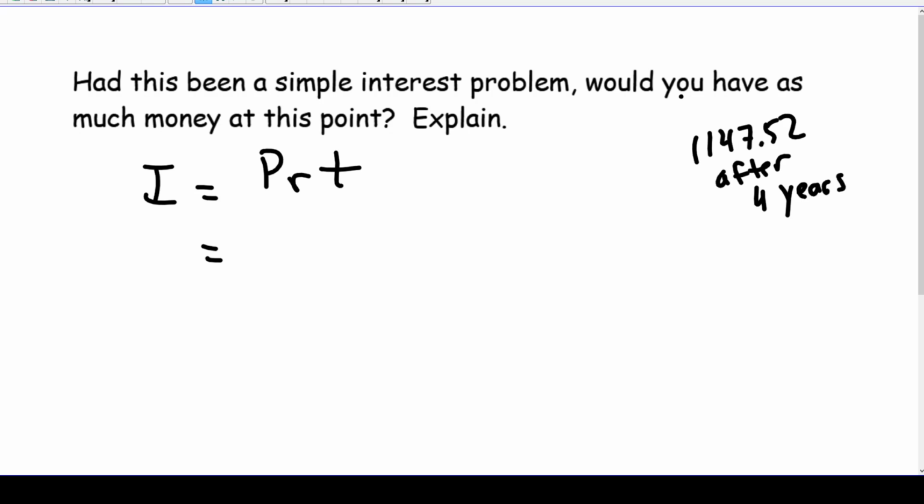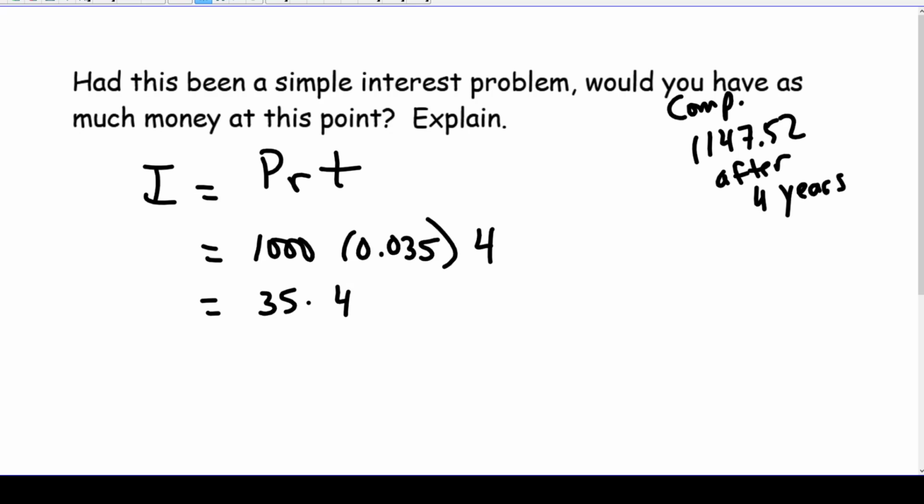Okay, that was with compound interest. For simple interest, let's do the calculation. We have $1,000. Our interest rate is 0.035, and our time is 4. Now we can do this calculation in our head because 1,000 times 0.035 is just 35. And 35 times 4 is the same thing as 70 times 2, which is just 140. So our total amount for simple interest would be the addition of 1,000 plus 140, which would be 1,140.